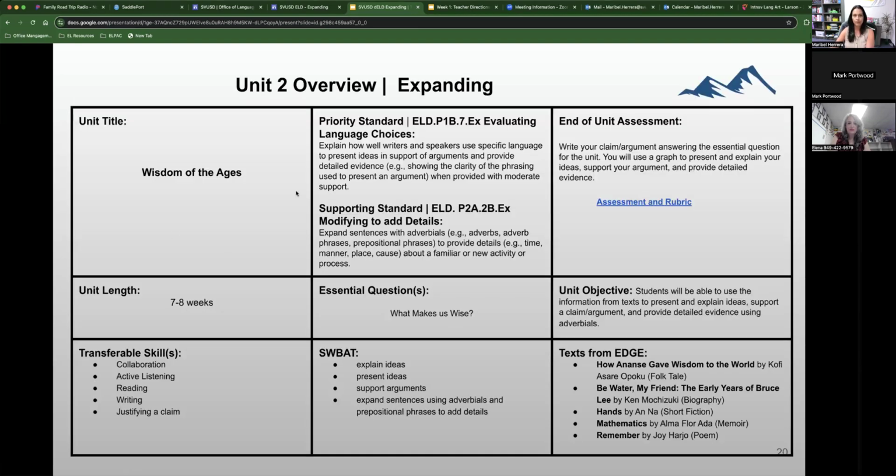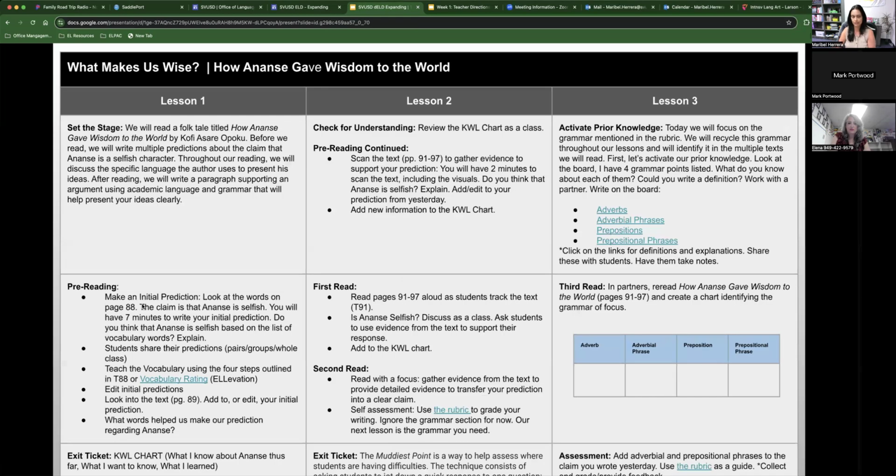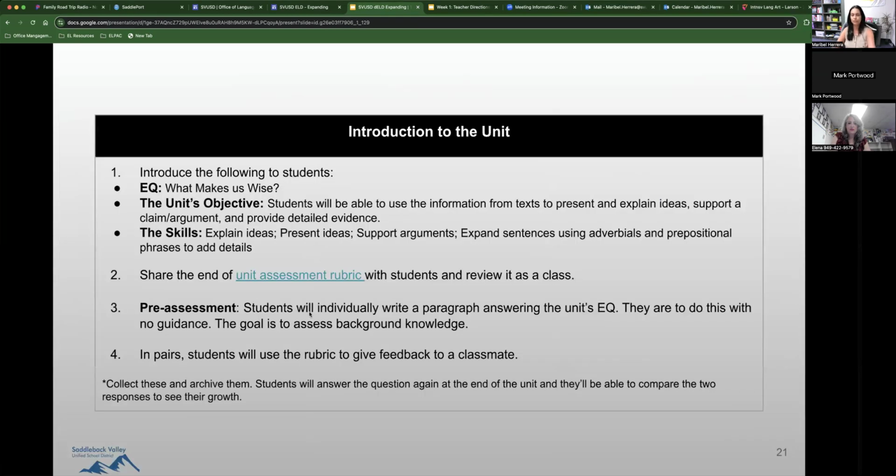So let me see. So for example, unit 2, here's the introduction of the unit. This is where the pre-assessment lives. And it's here. For example, students will individually write a paragraph answering the unit's essential question. They are to do this with no guidance. The goal is to assess background knowledge. The pre-assessment will always live in the introduction of the unit. And then I put an asterisk saying collect these and archive them, because they're going to answer it again at the end of the unit. And then this way they could compare the two.